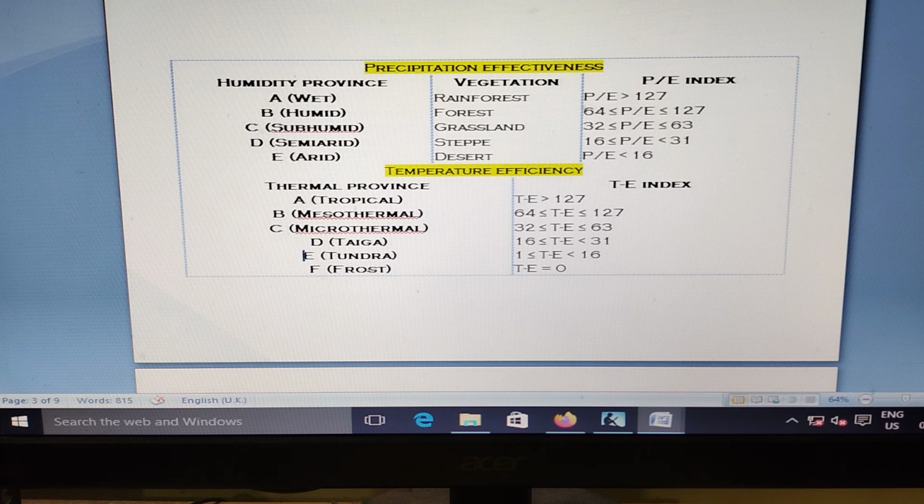The precipitation effectiveness is divided into A wet, B humid, C subhumid, D semi-arid, E arid. Temperature efficiency: A tropical, B mesothermal, C microthermal, D taiga, E tundra, F frost. It depends upon the precipitation P/E index and temperature T/E index.